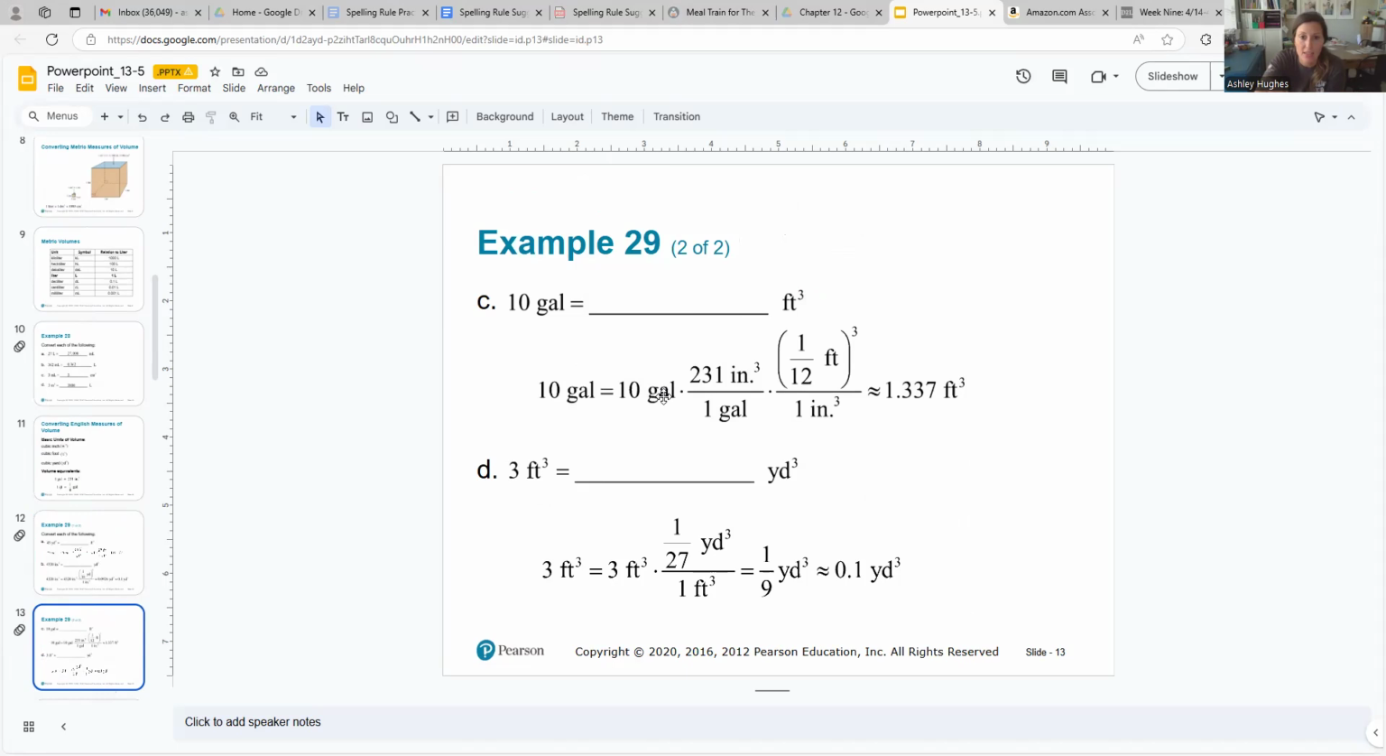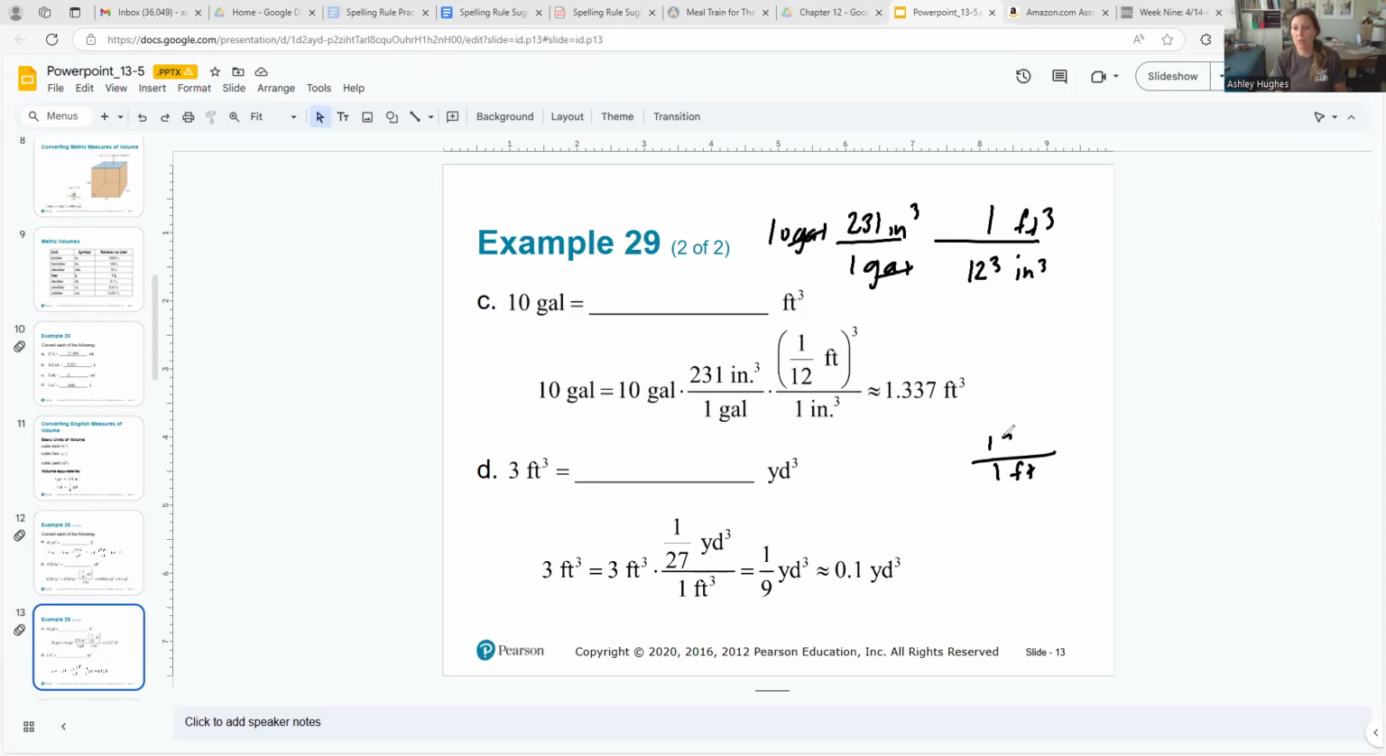More examples: 10 gallons. In 1 gallon, they told you a few slides back, there are 231 inches cubed. Instead of writing it like that third step, I would usually think about it like this: 10 gallons, and then we have 1 gallon. The gallons cancel, and that's the same as 231 inches cubed, and then you have inches cubed down here. 12 cubed is in 1 foot cubed, because in 1 foot there are 12 inches.